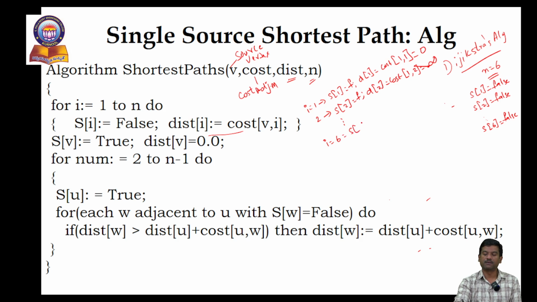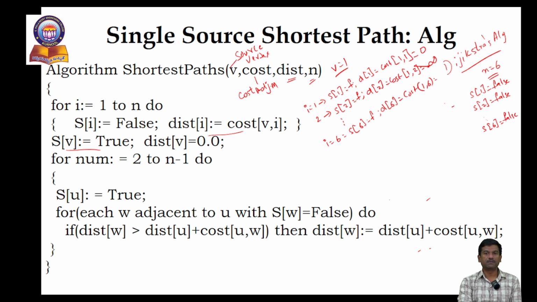And this process goes on for however many vertices are present. That is, in our assumption, n equal to 6. So s of 6 equal to false. And similarly, distance of 6 equal to cost of 1 comma 6, whatever the edge cost that has been associated. And make s of v equal to true, that is, whatever the source vertex that you have considered. In our assumption, v equal to 1. So s of 1 equal to true, and then distance of v equal to 0.